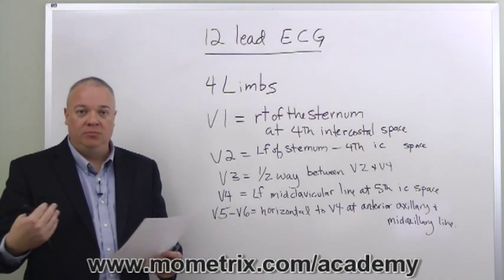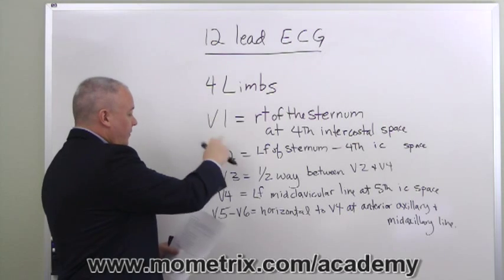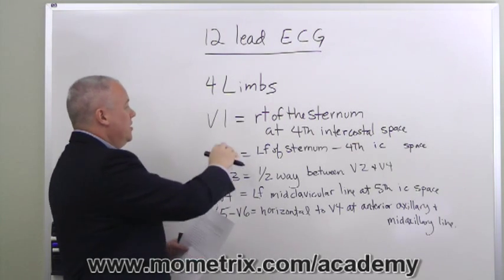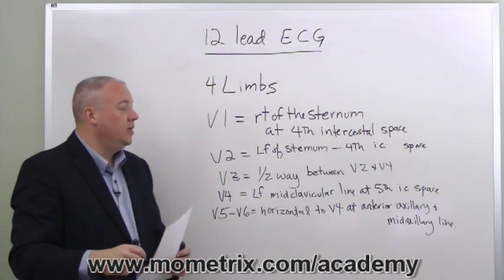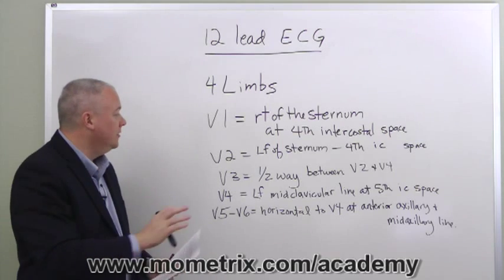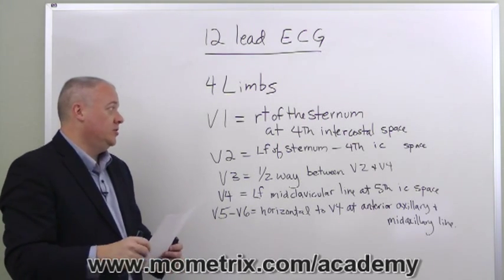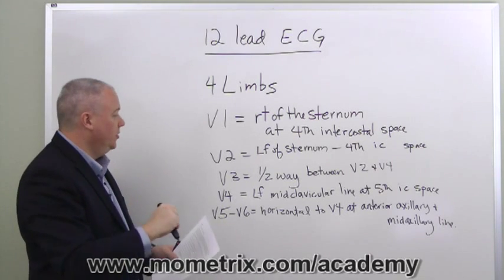So you begin with the 4 limbs, arms and legs, and then we've got these letters here, V1 through V6, to let us know which lead goes where. Beginning at V1 then, we'll begin at the right side of the sternum at the 4th intercostal space. You place 1 there. V2 is then left of the sternum at the 4th intercostal space. So these would be on either side of the sternum, but horizontal to each other.